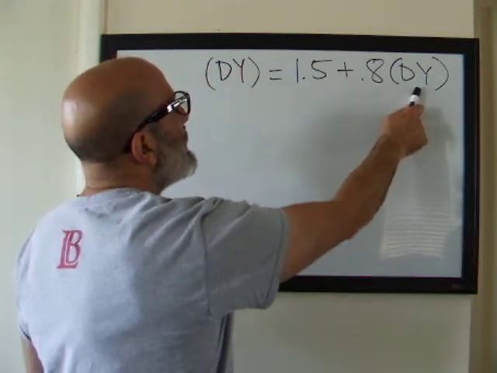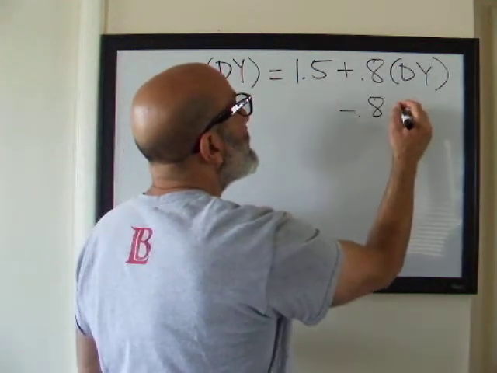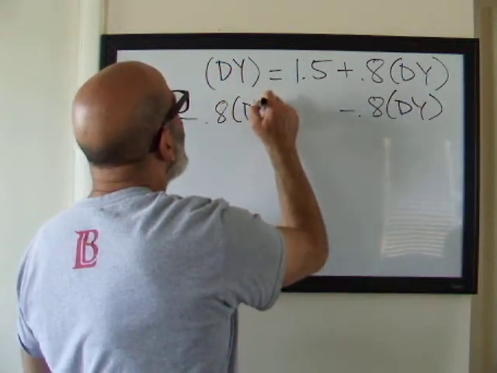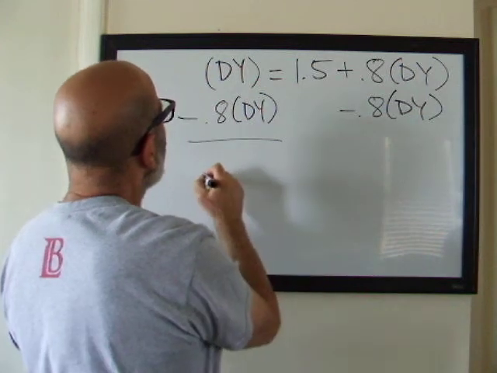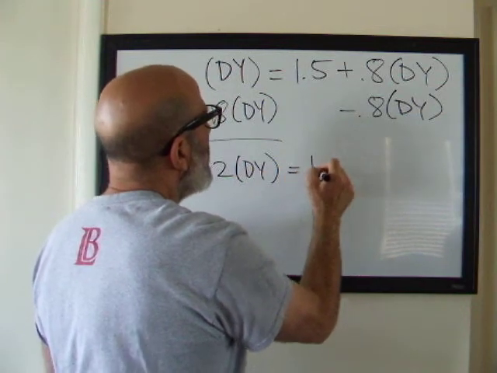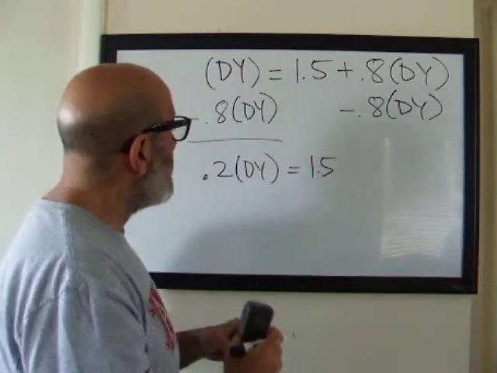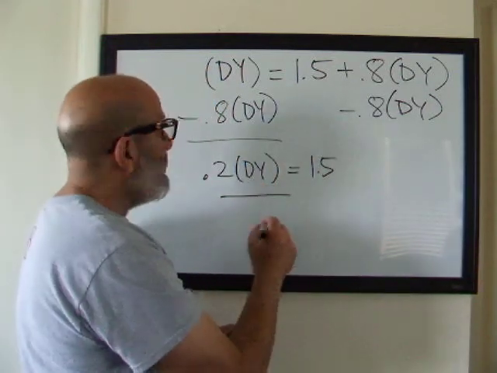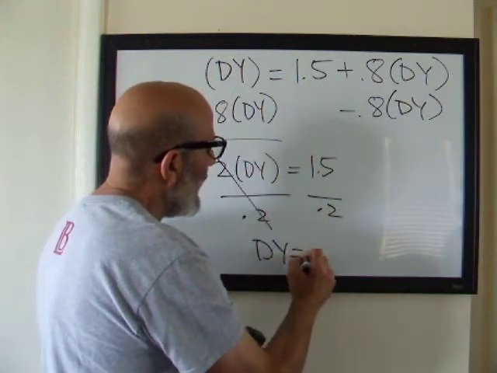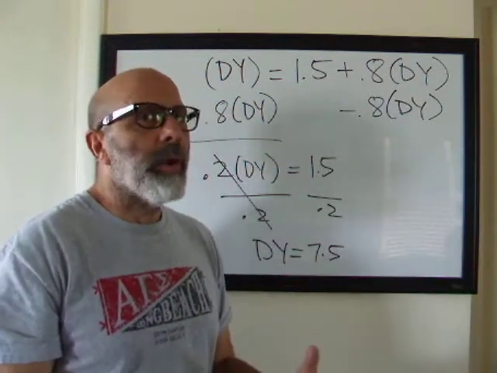So here I have 80% of a disposable income. Here I've got 100% of a disposable income. So I'm just going to take that away. So that's going to leave me with 20% dy equals 1.5. Now here I'm trying to solve for this disposable income so that I can plug it back in and solve for consumption. So I want the dy all by itself. So this tells me at equilibrium, income and output would be 7.5 trillion.